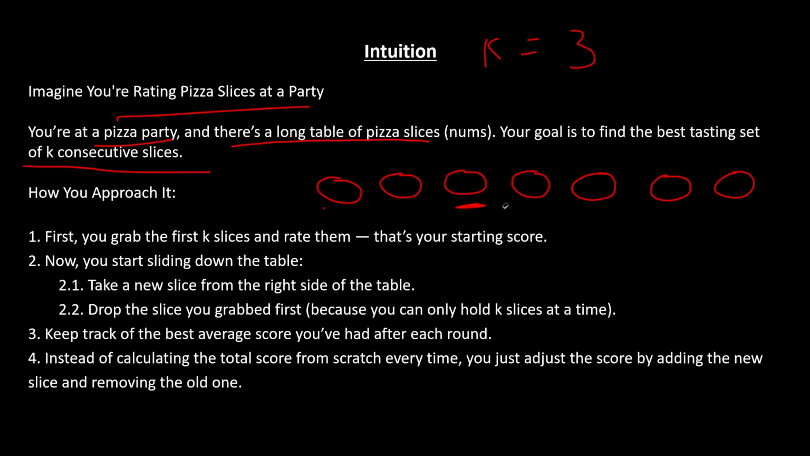Imagine you are a person. In this case, you take a new slice from the right side of the table. First you grab three slices. Now you have your hands full of three slices. Now as a person, you will just take another slice for the next round. Now you have four slices in your hand and you drop the slice you grabbed first. From your hand, you drop the slice which was the first one. So now you can see that you have three slices.